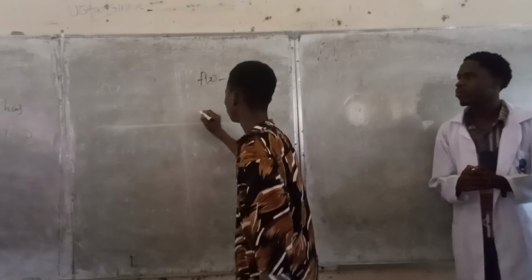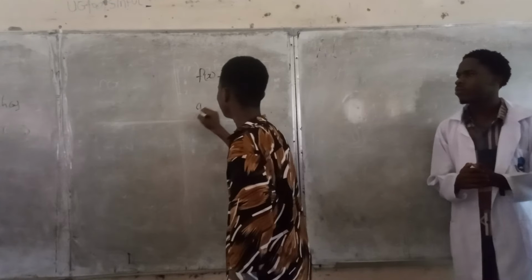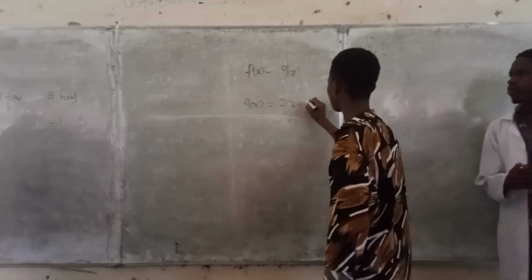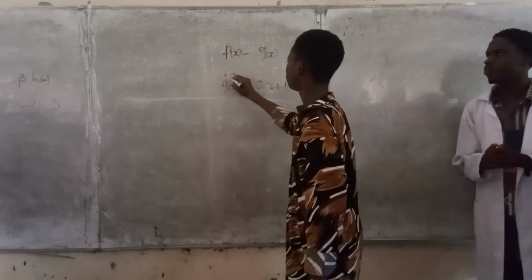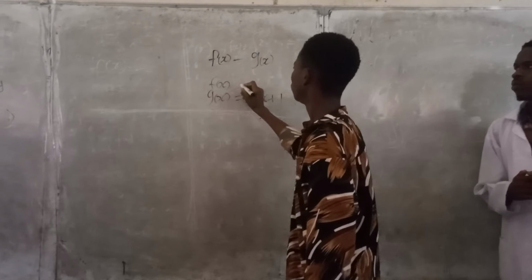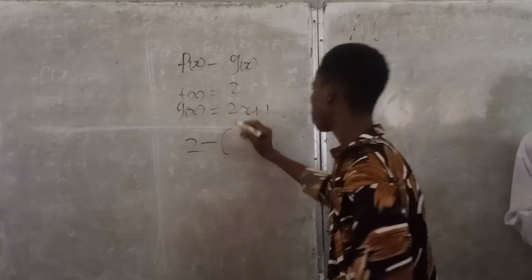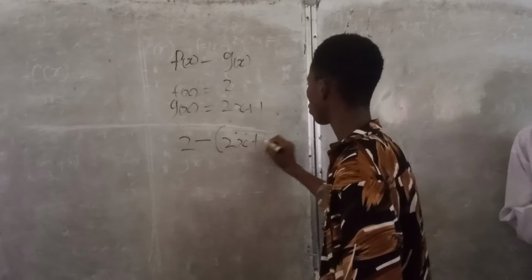Let's say g of x is 2x plus 1, and f of x is equal to 2. Bring these things down, following this minus, you'll be having 2 minus, you first of all put bracket, then you write out 2x plus 1.